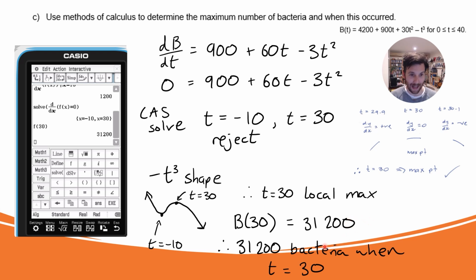So then for my working out, b(30) is going to be 31,200. And then my actual answer, answering this worded question, is that we're going to have the maximum amount of 31,200 bacteria when t is equal to 30. And for this particular test, the marking key worked like this. We had 1 mark for each of the solutions, including the one that we rejected. 1 mark for the justification that t equals 30 was a maximum, either by a diagram or a sign diagram. And then 1 mark for substituting and evaluating our final answer.